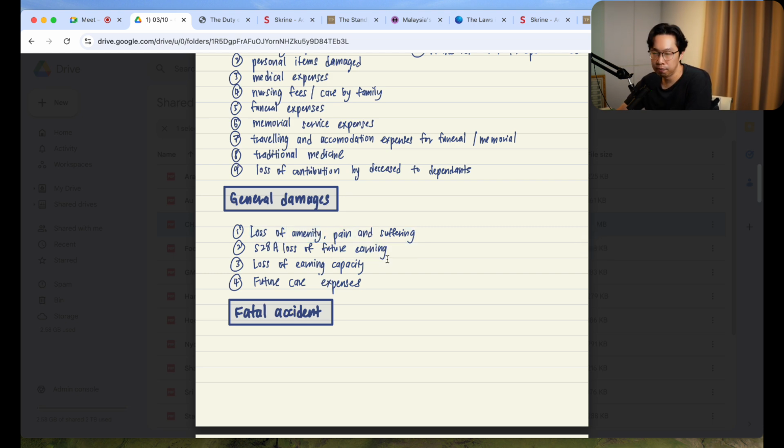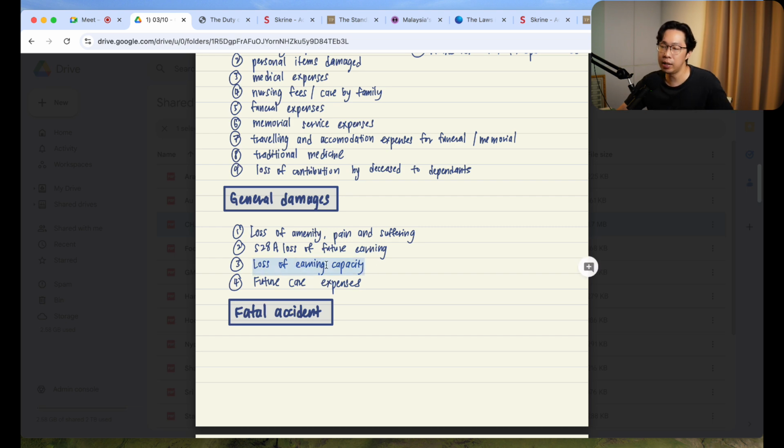Loss of future earning. You were working as a lawyer, earning 20,000, a famous lawyer. But because of the accident now, okay, you have partial brain damage. So you cannot work anymore. And because of the accident, you lost your job. So by right, you should be earning 20,000 for the rest of your life, let's say up until 60 years old. Can you claim the money that you should earn for the rest of your life?